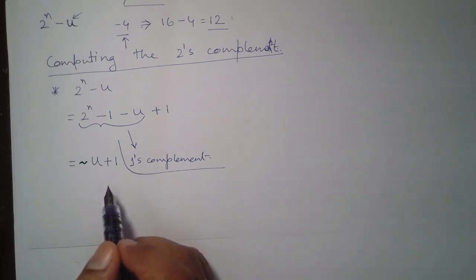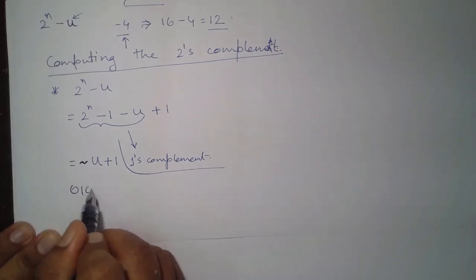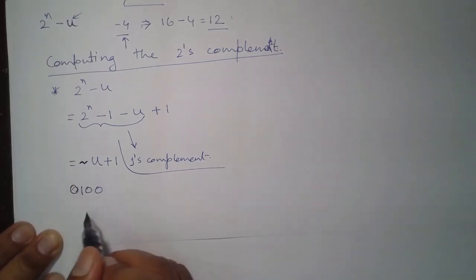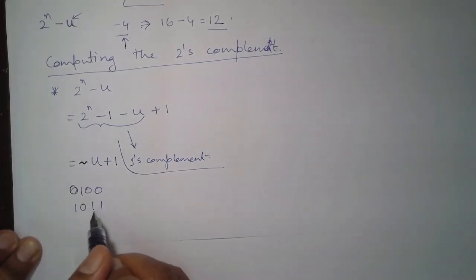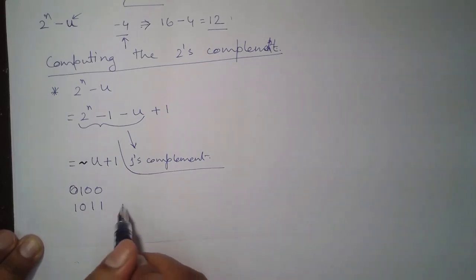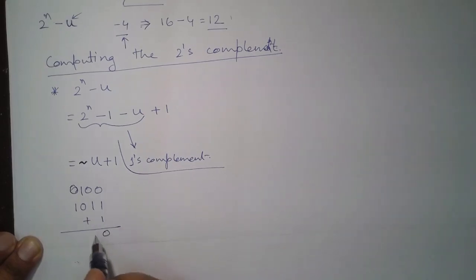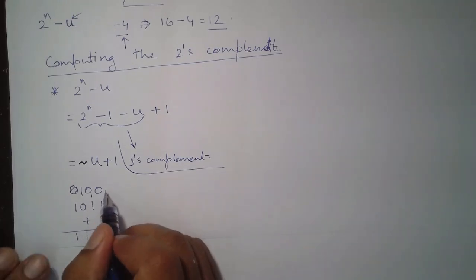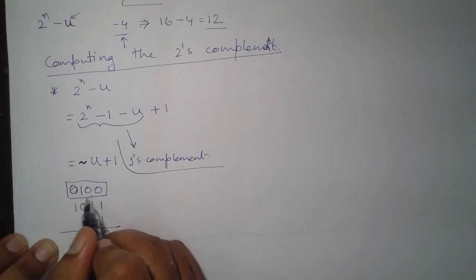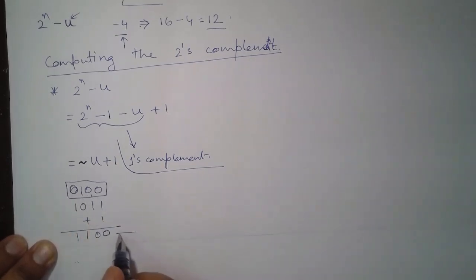So, basically let us say I have this number 0 1 0 0. The 1's complement of this number is, you flip all the bits: 1 0 1 1. Now, what is the 2's complement of that? You add 1 to it. So, basically then it becomes this. So, the number 0 1 0 0, its 2's complement expression will be this.